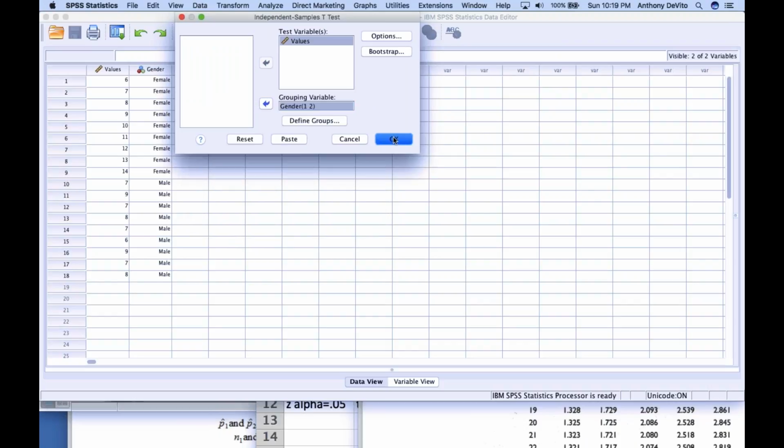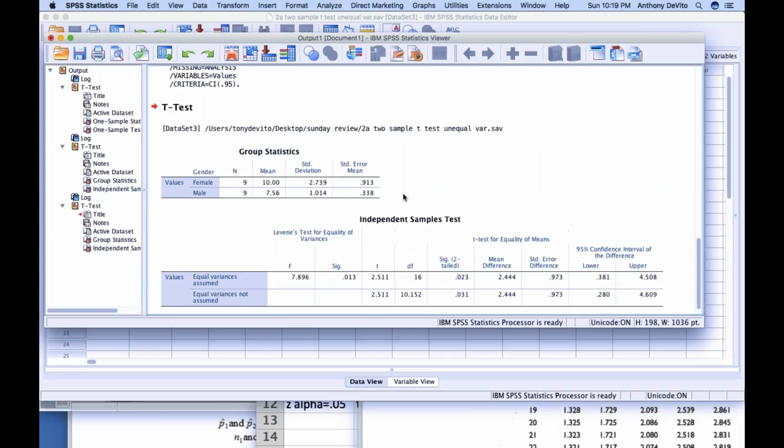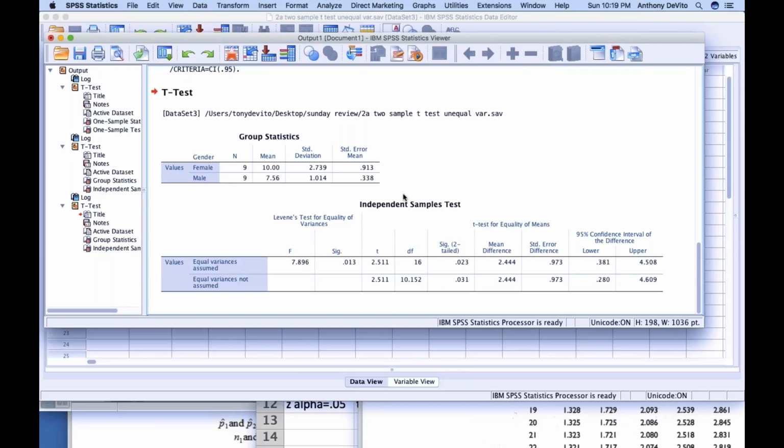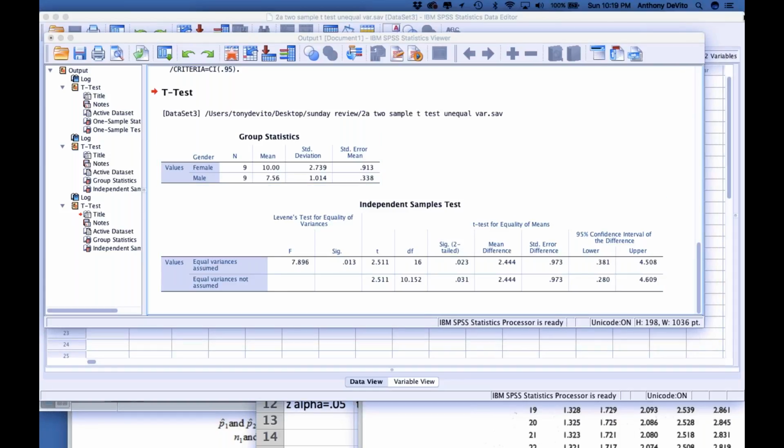Click continue. I'll click OK. Okay, and it's done our t-test again. So if we were to use our general rule as to whether to assume equal variances or not, let's look at it this time. For males, the standard deviation is 1. For females, it's 2.793. So based on that, would you assume equal variances or would you assume unequal variances?